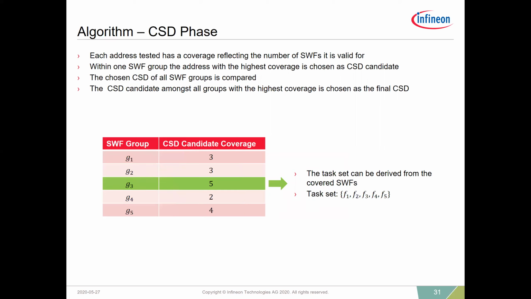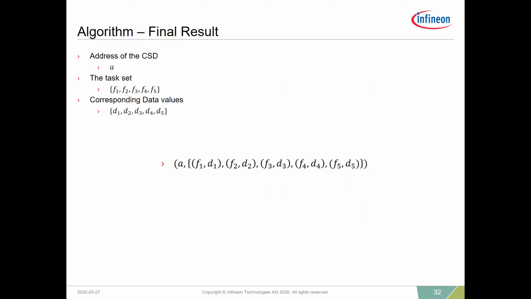And from the coverage, we can now also derive the function set, which are the tasks themselves. So we know that F1 to F5 were in the group, and we found the CSD for these functions. Then these functions are mainly the tasks, and F1 to F5 are the task set. So this is the final result of the algorithm.